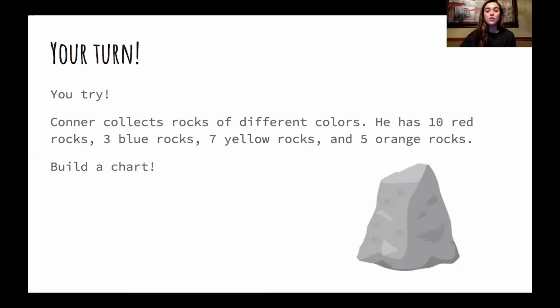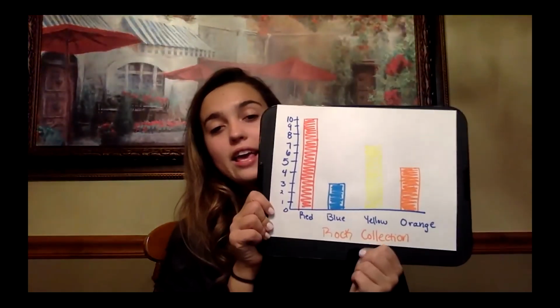All right, hopefully you guys did just that and you took the time to actually try to do this question. Let's read it together. It says, Connor collects rocks of different colors. He has 10 red rocks, 3 blue rocks, 7 yellow rocks, and 5 orange rocks. Build a chart or a bar graph. So I actually built the bar graph so you guys could see if you did it correctly or not. So here is the chart that I came up with.